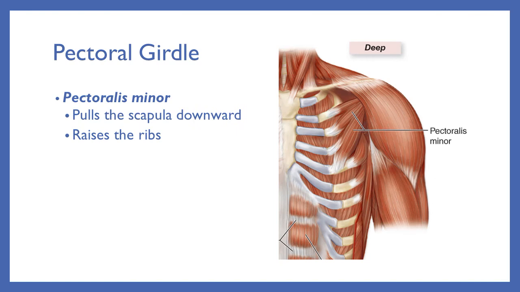Here is the pectoralis minor. If you remember that pectoralis major that we saw that connects to your arm, the pectoralis minor is underneath it. The smaller muscle pulls the scapula downward and raises the ribs.